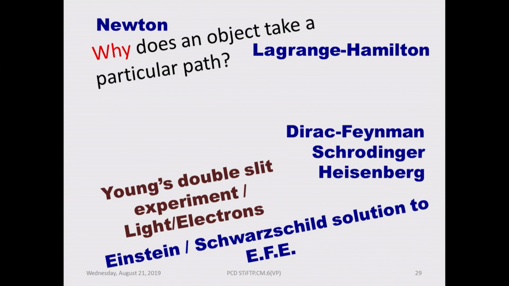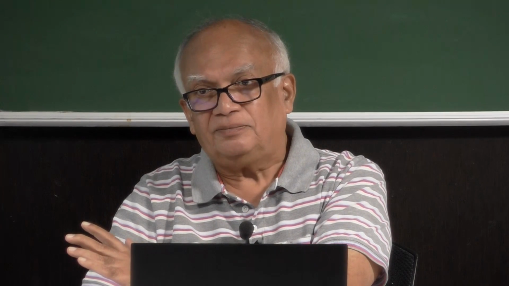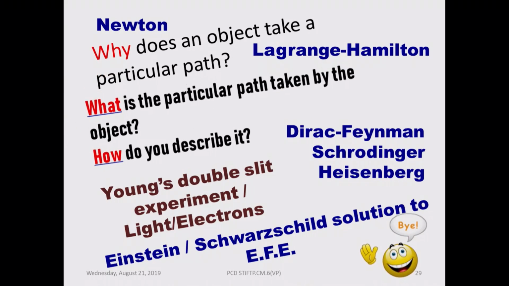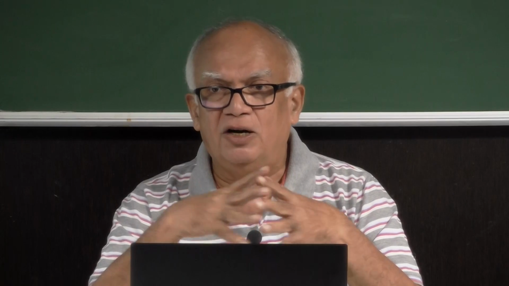So, in all of this we have found that the variational principle comes in handy. It is a very powerful principle running through classical mechanics to quantum mechanics to general relativity. See its power and the canvas it covers. And the question that you are really answering is not really why a system takes the path that it does, but what is the particular path taken by this system and how do you describe it. And this is what most questions in science really boil down to.